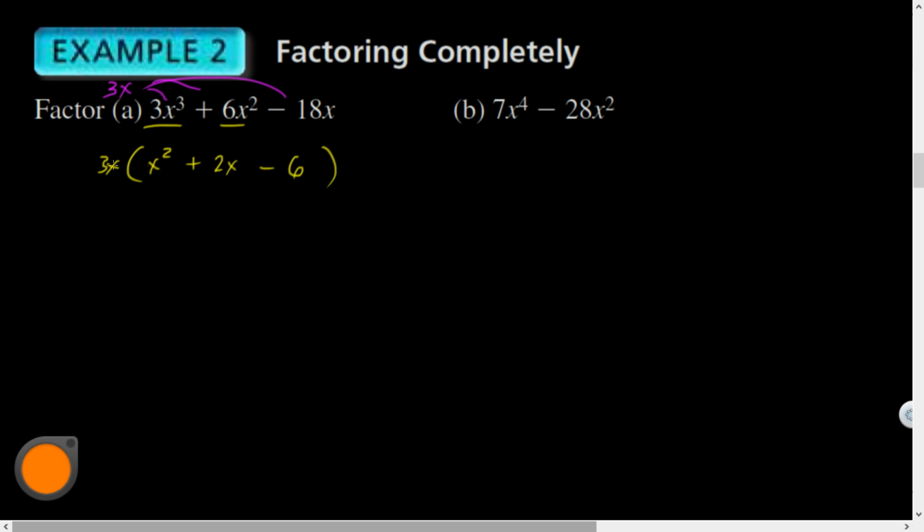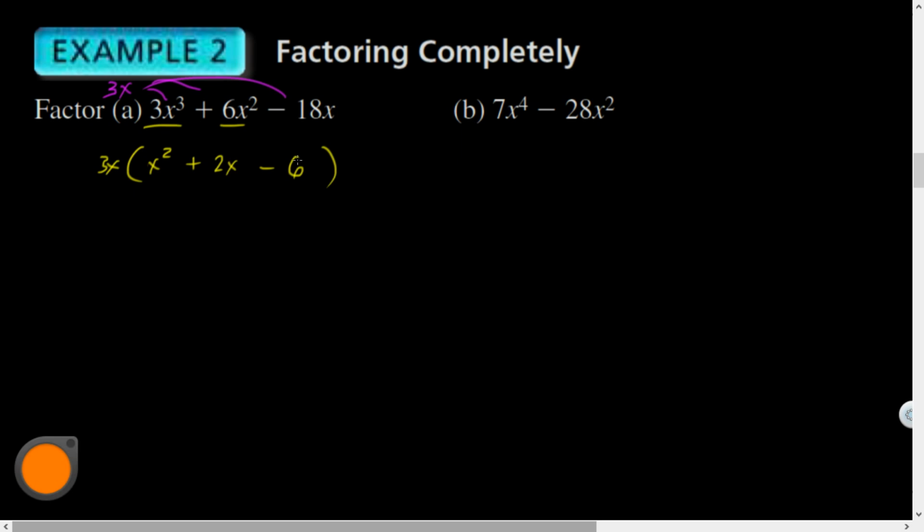I asked the question, 3x times what would have been 6x squared? So 3 times what is 6? Or asked another way, 6 divided by 3 is what? And I got 2. And then x squared divided by x is a regular old x. Or x times x is x squared is the better way to do it. So I'm trying to think of, if I was to redistribute, what would have had to be here to give me those things up top.